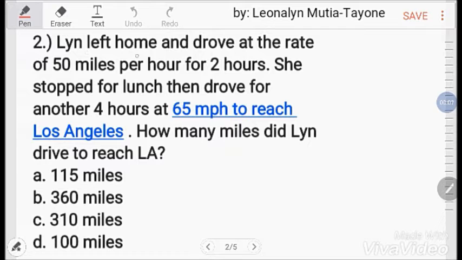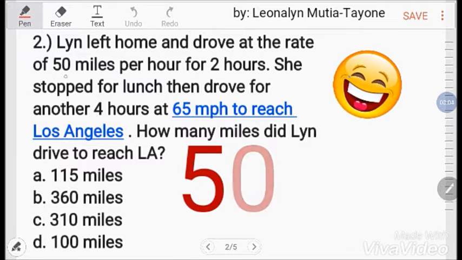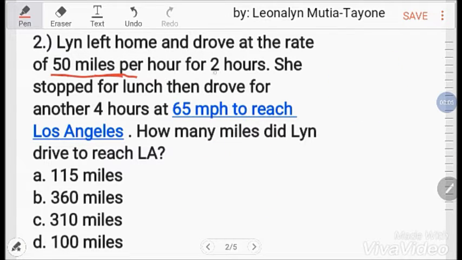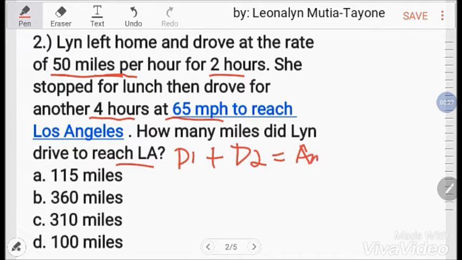Next, Lynn left home and drove at a rate of 60 miles per hour for 2 hours. She stopped for lunch, then drove for another 4 hours at a rate of 65 miles per hour. How many miles did Lynn drive to reach her destination? So, yung distance 1 at saka distance 2, plus, yan yung answer na natin. So, ang una, hanapin natin yung distance dito.